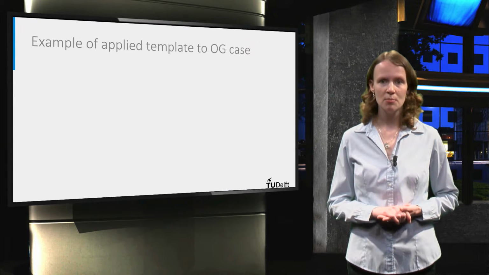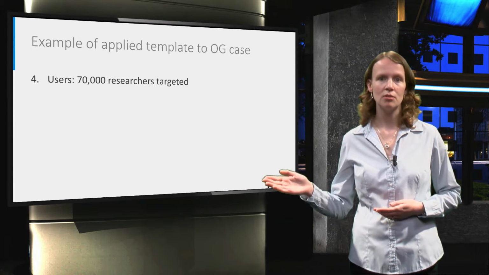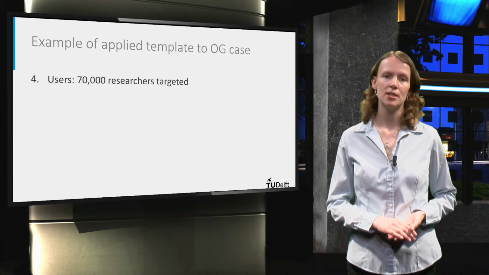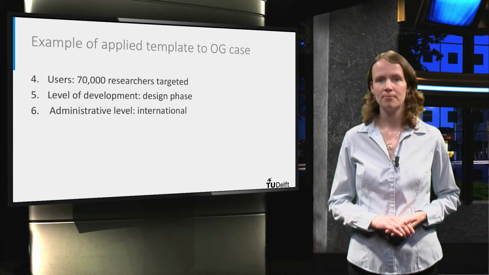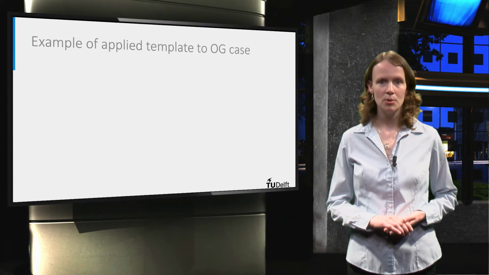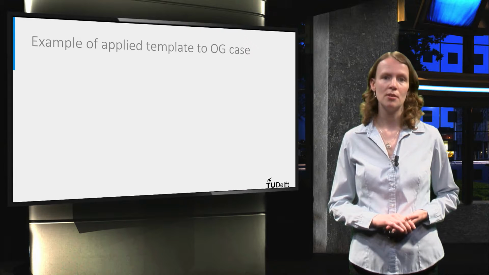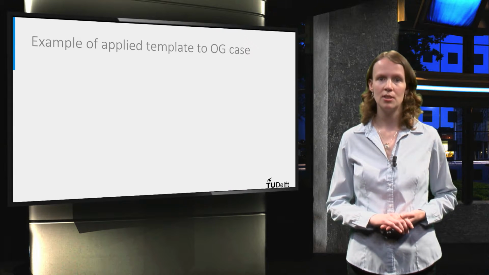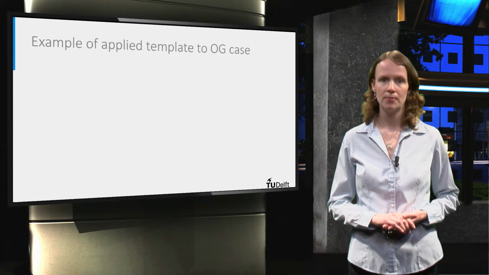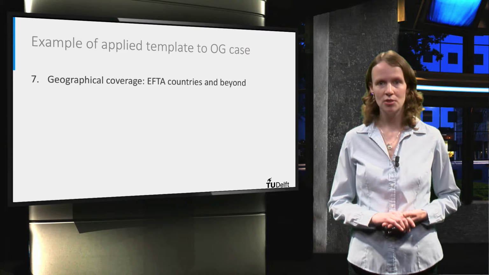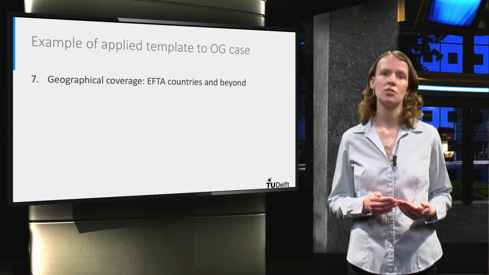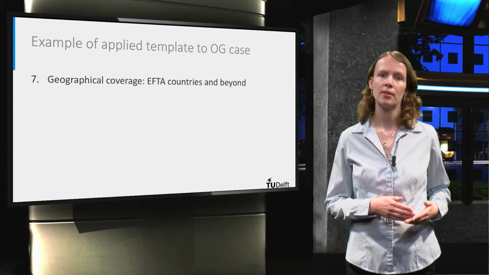The VRE for ESC project targets 70,000 researchers as users of the system. The project is currently in the design phase and it is international. The VRE for ESC project receives funding from the European Union's Horizon 2020 Research and Innovation Programme. It focuses on all European Free Trade Association countries, or EFTA countries, and also various countries outside of EFTA.